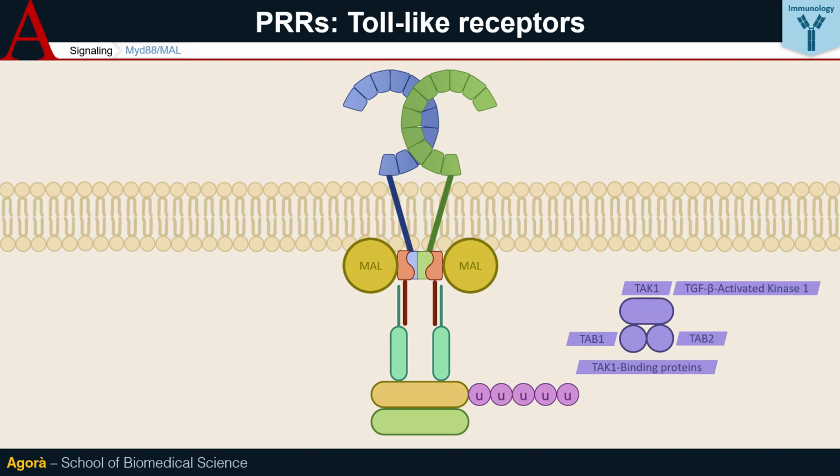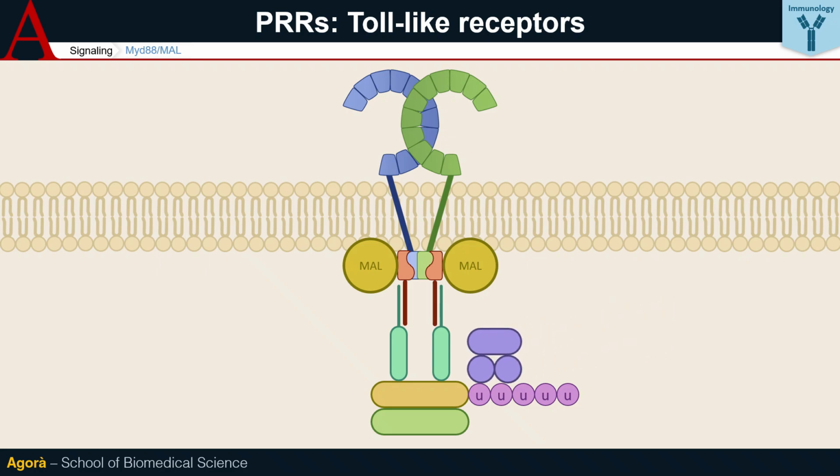TAK1, TGF-beta activated kinase 1, is a kinase that can interact with the polyubiquitin tail through TAB1 and 2, TAK1 binding proteins. At this point, the second function of the previously mentioned IRAK complexes comes into play. Being kinases, they phosphorylate TAK1, thereby activating it. It is at this crucial point, right upon the activation of TAK1, that a significant crossroad emerges for the ultimate response of TLR activation.